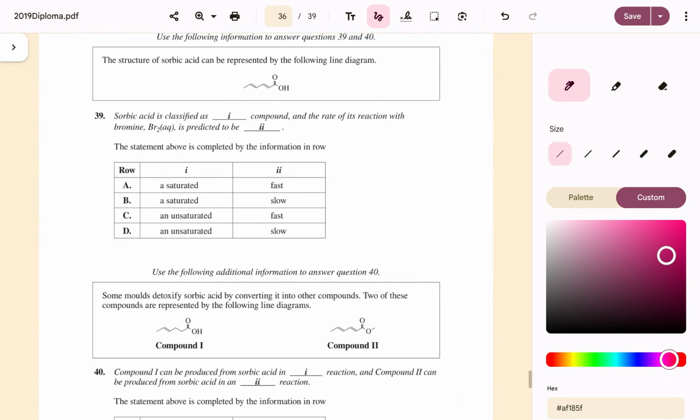Here, going back to a few organic questions, with this one saying how it's classified. The difference between saturated and unsaturated: saturated means you only have single bonds. So we're seeing double bonds, that makes it unsaturated.